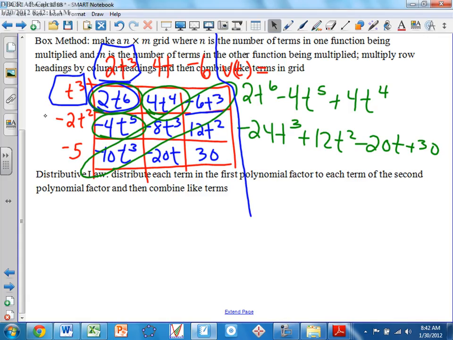Can you combine those? No, you can't. There's nothing that says the same exponent here. That's a plus 30 at the end. That's not t to the third. That's a plus 30. Just look at the exponents. They're all different.